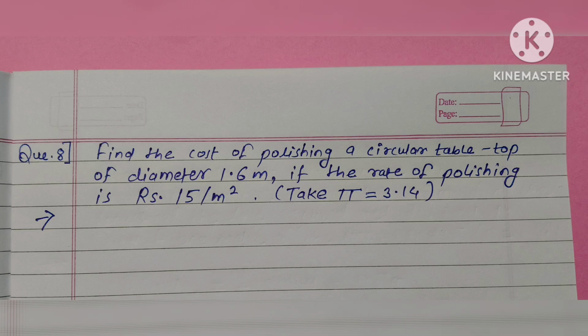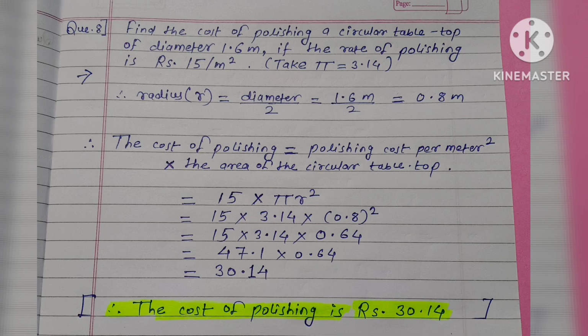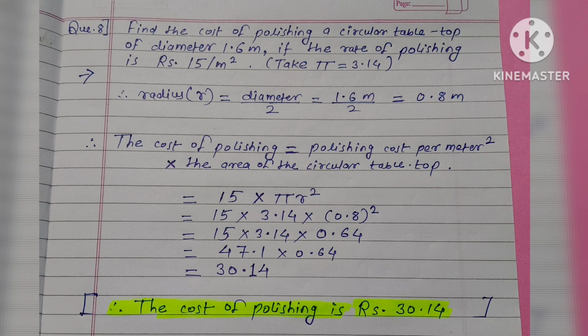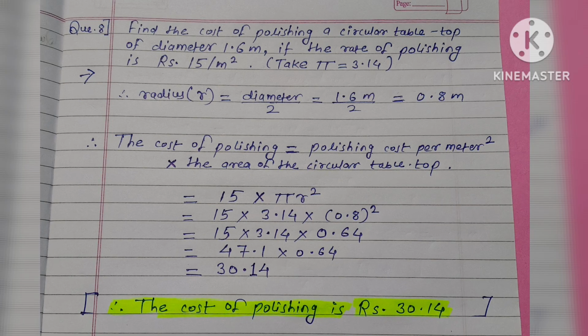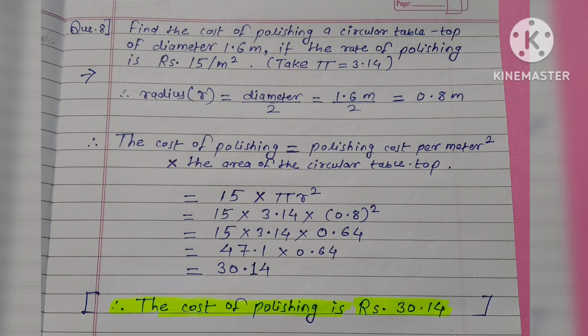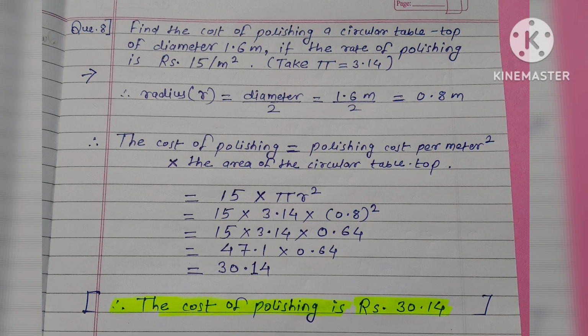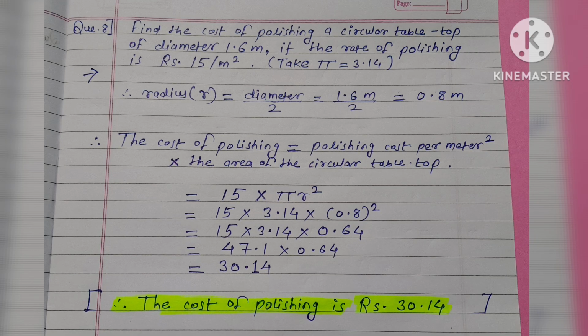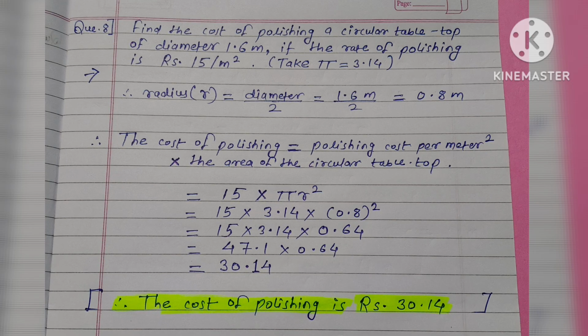Question number 8. Find the cost of polishing a circular tabletop of diameter 1.6 meter, if the rate of polishing is rupees 15 per meter square. Take the pi value as 3.14. Here we know the diameter of the circular tabletop is 1.6 meters. To find the radius, we'll use the formula diameter divided by 2. So 1.6 meter divided by 2 gives 0.8 meter as the radius of the circular tabletop.